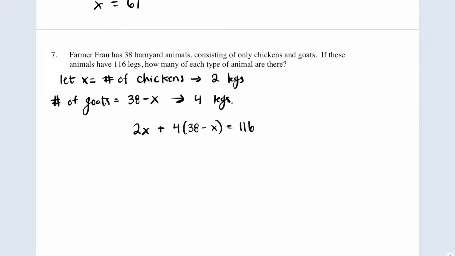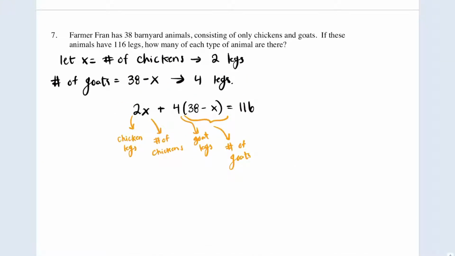Okay, so let's unpack this a little bit. I want to write out what each part means. So the 2 represents the chicken legs, right? There's only 2 chicken legs. The x in this equation represents the number of chickens. This 4 comes from the goat legs, right? Because goats have 4 legs, most of them anyway. This entire thing right here in parentheses, so here, let me draw a brace right there. That 38 minus x, that's my number of goats. And then lastly, this 116 is the total number of legs. There we go. Okay, so this is the equation that we are going to solve.